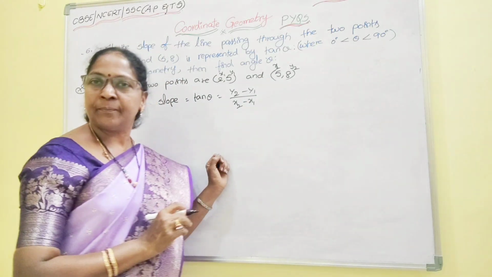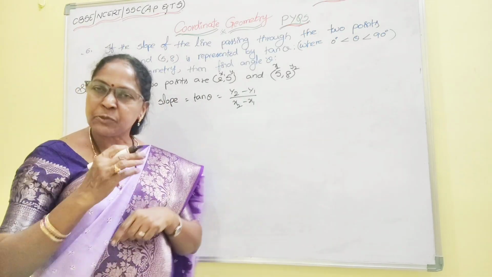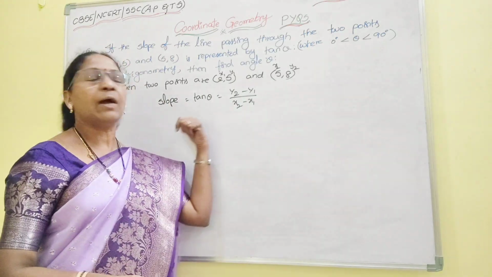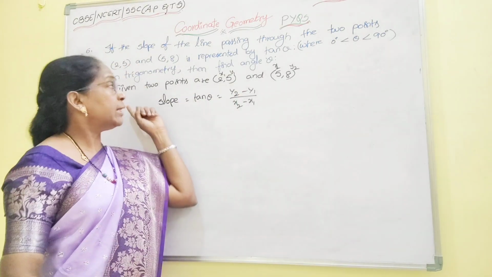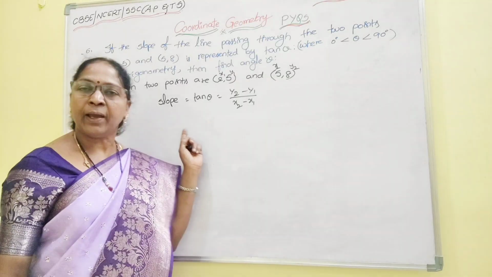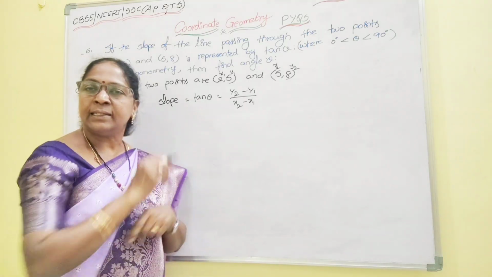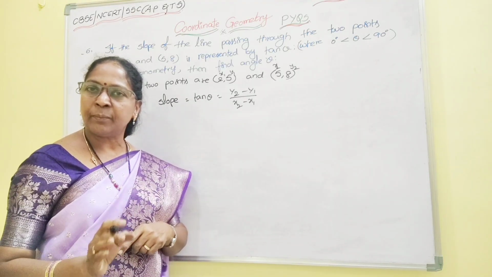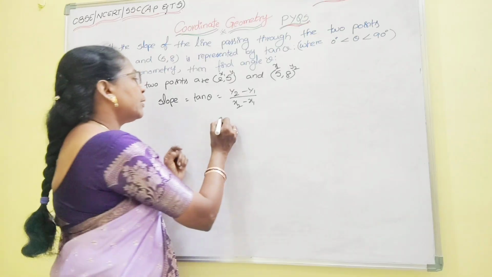That is the question. If the slope of the line passing through these 2 points, that means we don't know the slope value. First we have to find out the slope. First write down the given things here. Given 2 points are these two. Next, what we have to find out? The slope. Slope is nothing but tan theta, which equals (y2 minus y1) by (x2 minus x1). This is the formula.